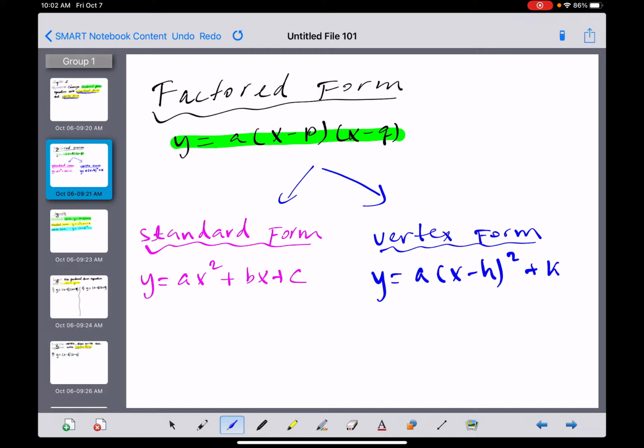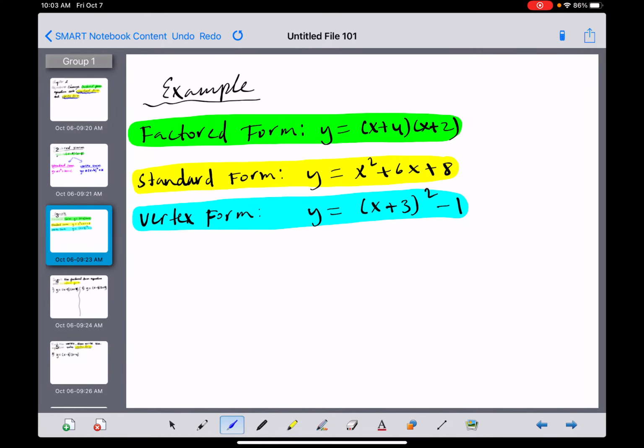So today's lesson, we're going to learn how to convert from factor form, which is the one in green here, into standard form, which is the one in pink, and the one in blue is vertex form. So those are the forms that we're going to convert to, okay? So in terms of example, let's just say you're given factor form, the one in green, that looks like that. Your job is to convert it to standard form and vertex form. All of these equations right here are exactly the same. It's just a different form. That's it. If I were to plot this into a graphing calculator, it's going to give me the exact same graph. Okay, so let's move on to number one.